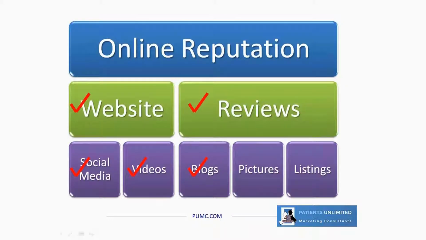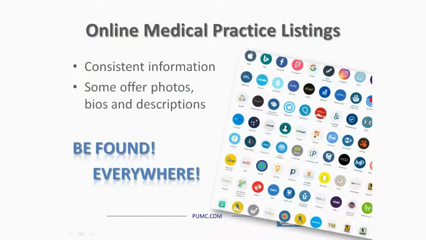What we haven't talked about is your online listings. So I want to take just a moment to talk about that piece. Do you know that there are more than 100 sites on the internet that are pulling information, scavenging all the different information about you, and pulling it in to list your address, your practice name, your associates, your phone number.